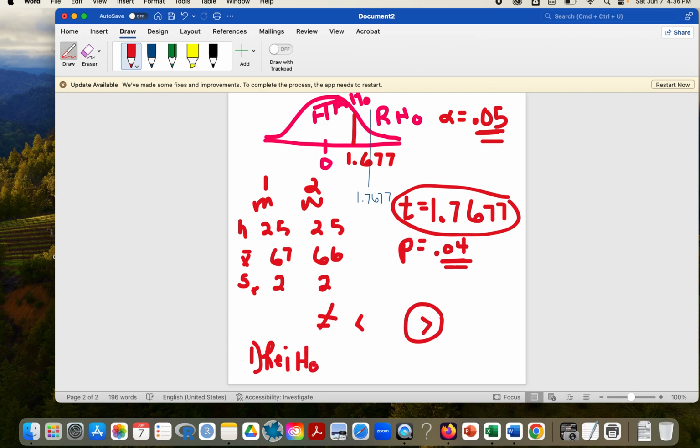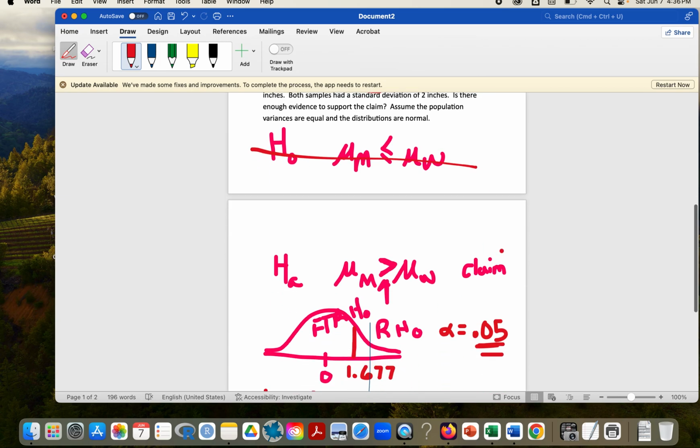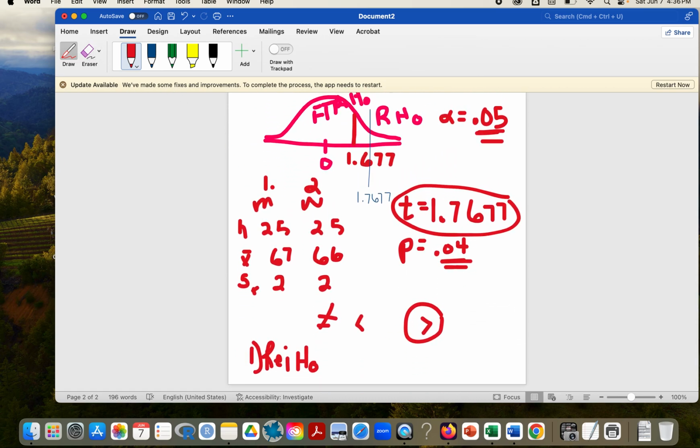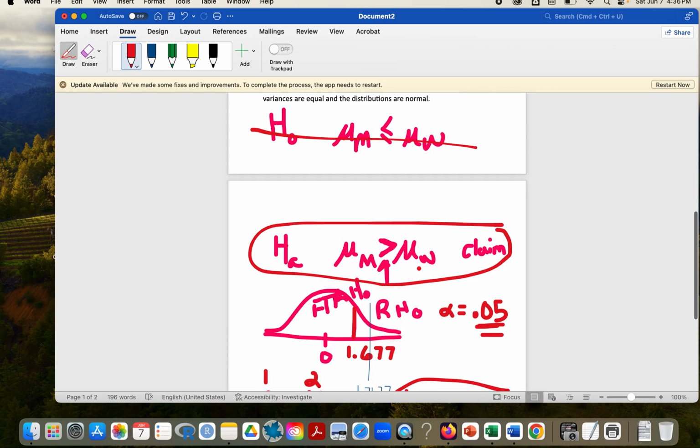So I'm going to go back up to the null and put a line through it. That's no good. And this is what we're working with. We're saying that the mean height of men is higher than the mean height of women. Now, so reject the null. We give our level of significance. Alpha is 0.05. That's our second step. And then the third thing we do is we say something about the claim. Well, the data supports the claim that the mean height of men is larger than the mean height of women.